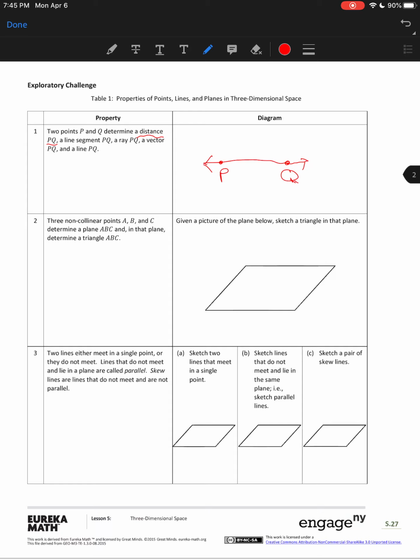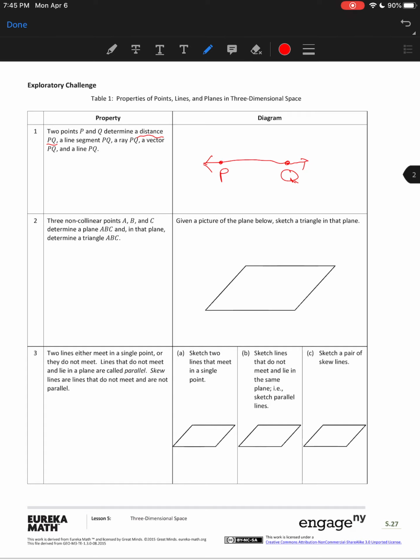A vector PQ, we haven't really talked about vectors, but a vector is basically kind of like a ray that is a line segment, right? And it has both a direction and a length, if you will. So you can imagine a vector could be like a line that goes in any direction in 3D space. Kind of like if you just pointed your pencil somewhere, it's going in some specific direction. But that's a little harder concept to get.